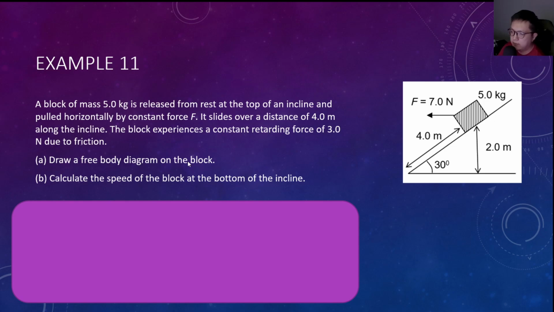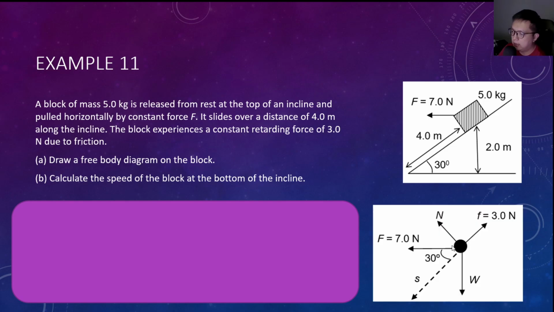First things first, draw a free body diagram on the block, then calculate the speed of the block at the bottom of the incline. So for the free body diagram, I'm just going to show you very quickly. It will look like this. Normal reaction force pointing perpendicular up from the slope. The weight will be downwards, and this horizontal force of 7 newtons will be pulling this way. Angle between here is 30 degrees, and then this force is 3.0 newtons. Now, calculate the speed of the block at the bottom of the incline.